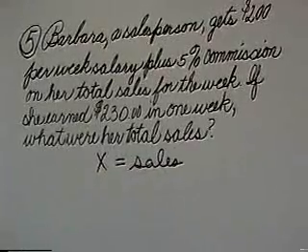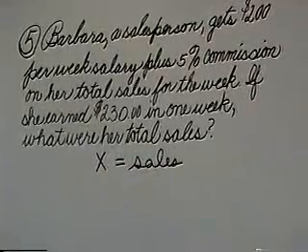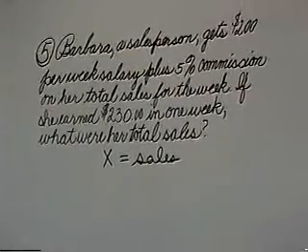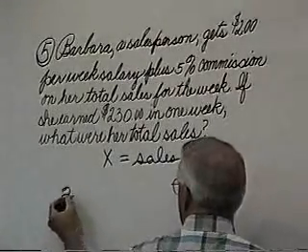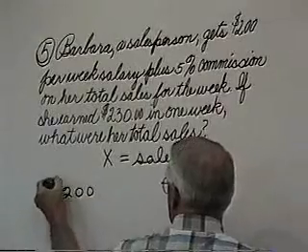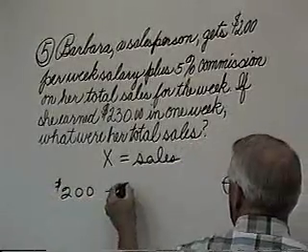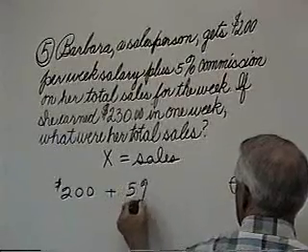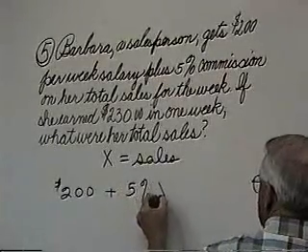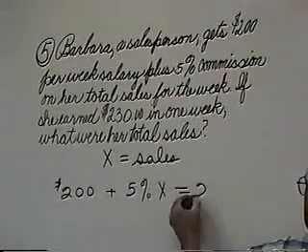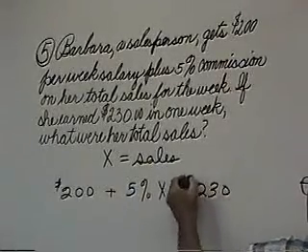All right, well, let's see. It says she's going to earn $230. What does that mean? Think about, what are you going to get? Well, you're going to get $200 plus 5% of the sales, and that's going to equal $230.